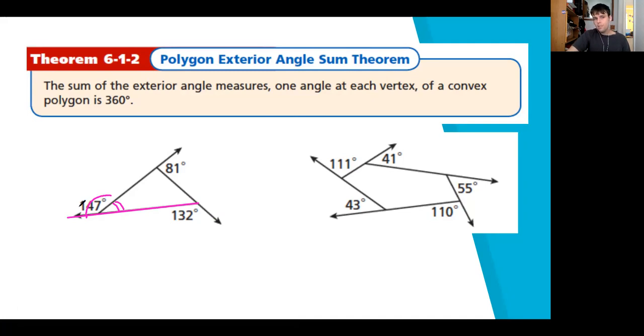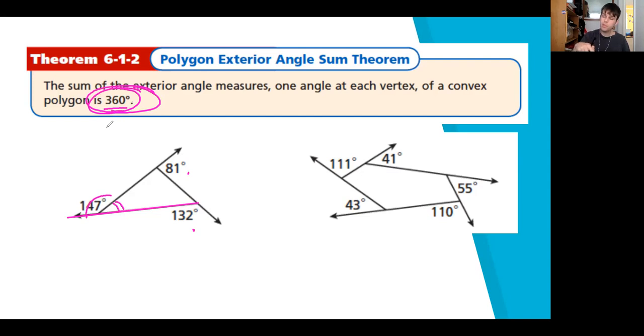And the sum of these angles will always be 360. It doesn't matter what type of polygon we have. It could be a triangle or a pentagon or an octagon or a 35-gon. It doesn't matter how many sides. These angles on the outside, if we make all of them, will add up to 360. It's a cool property, really useful for us to solve things.